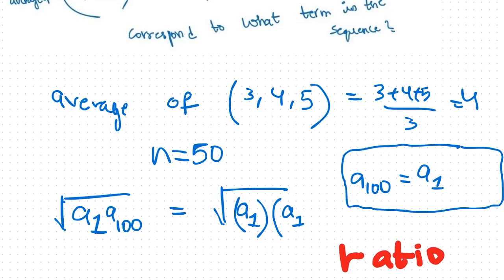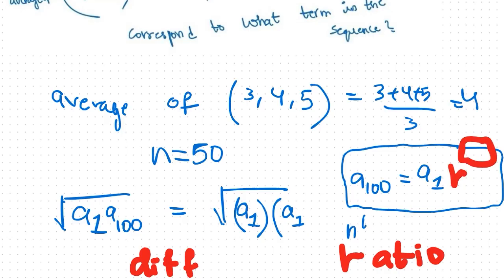Oh, ratio. See, common ratio is for a geometric sequence. Common difference is for arithmetic. Okay. So A100 will be equal to A1 into what? It'll be the ratio to the power of something. What is that something?